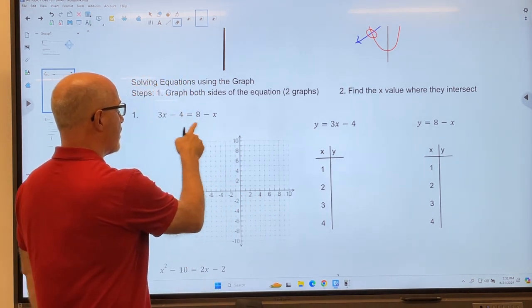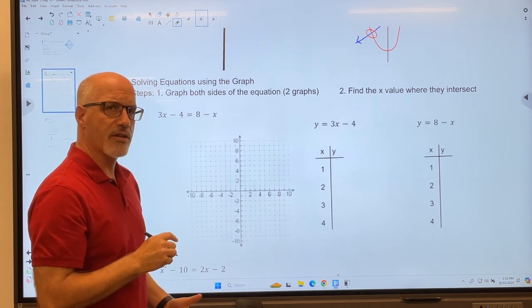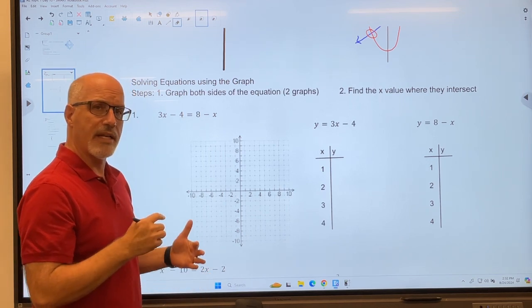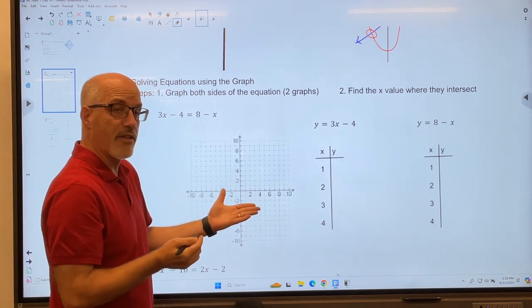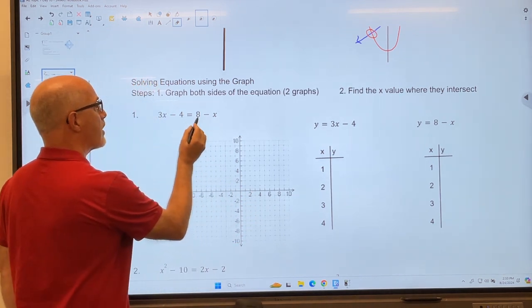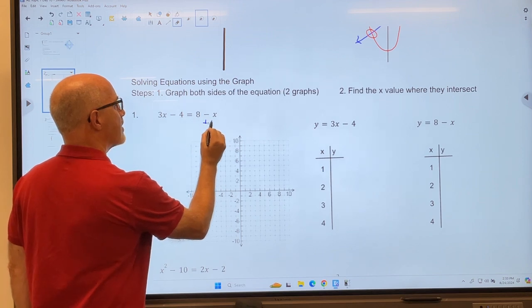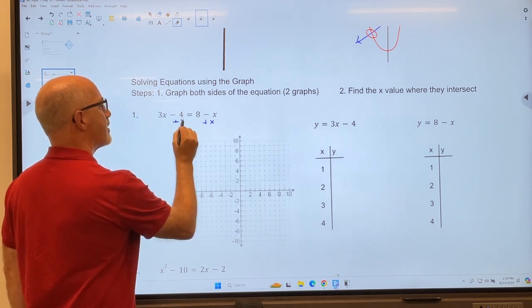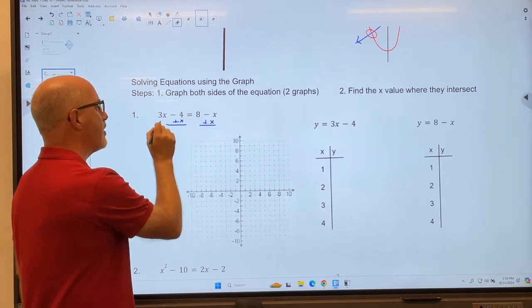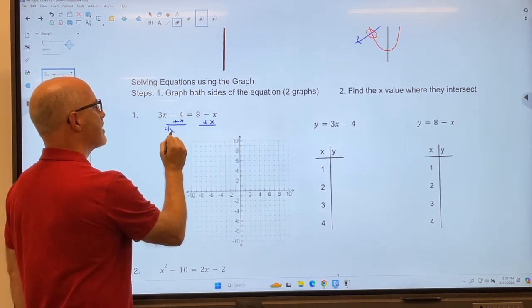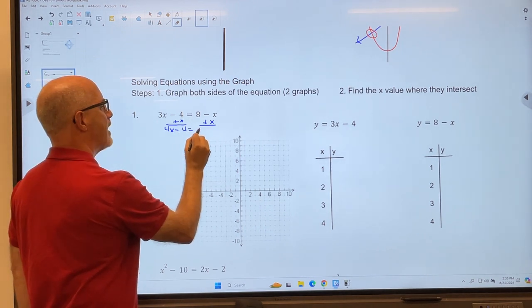Okay, so to solve this, and by the way, you know how to solve this, so let's go ahead and do that first, just so that you see what the solution is, and then we'll see how the graph applies. So we're going to add x to both sides. Remember, you have to do to one side of the equation what you do to the other. So you're going to have 4x minus 4 equals 8.